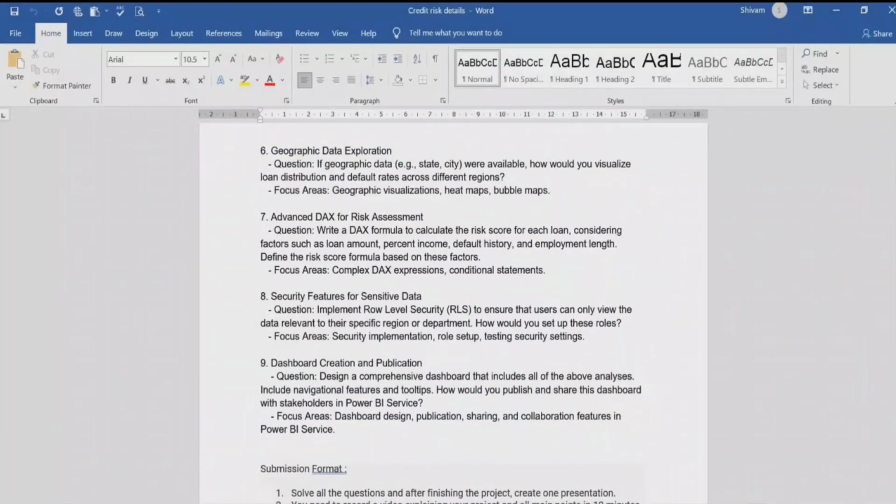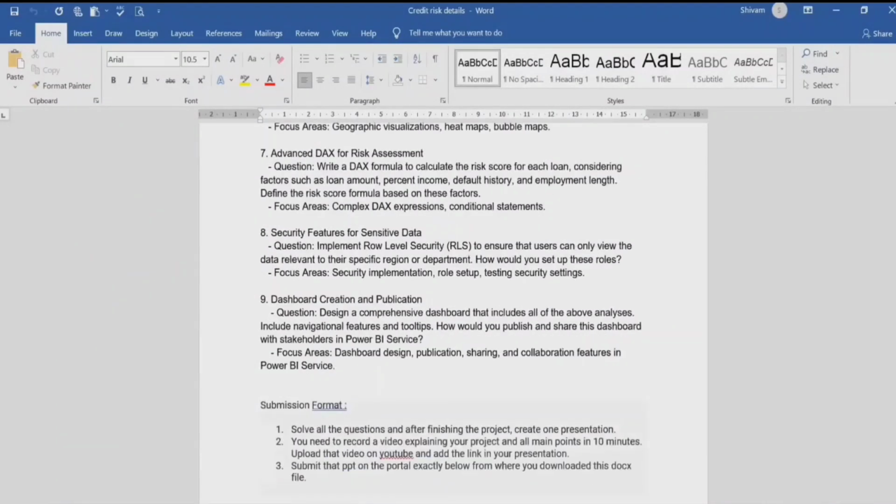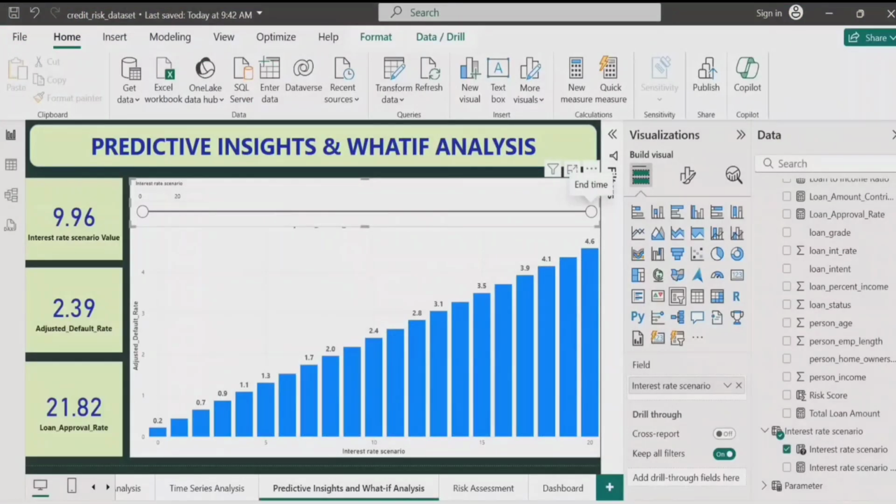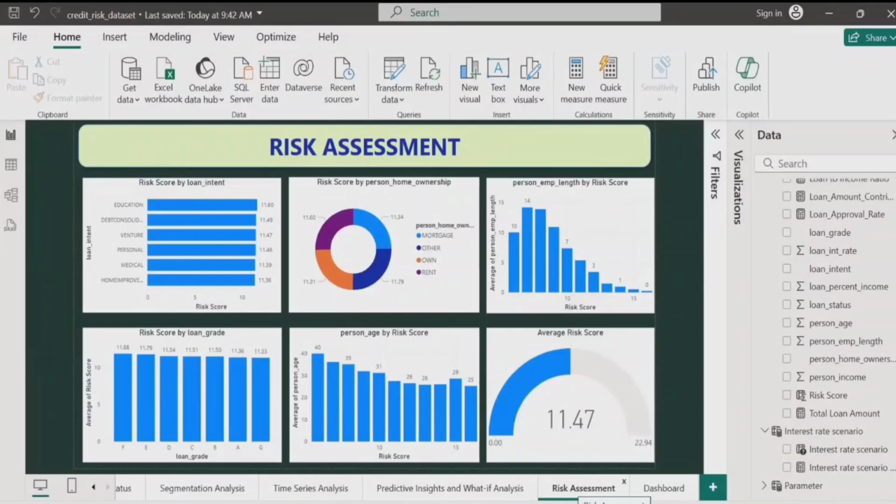Next question is geographic data exploration. But we do not have the geographic data, so we use advanced DAX for risk assessment. Here we have to write a DAX formula to calculate the risk score. Here I have created a risk score.